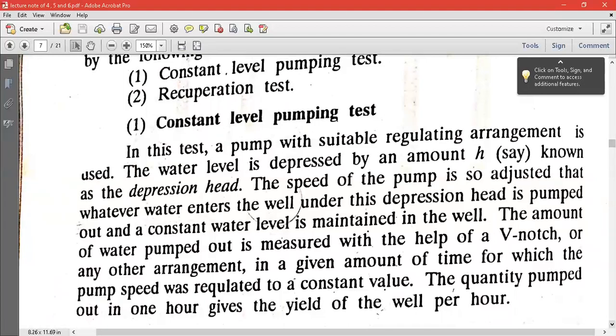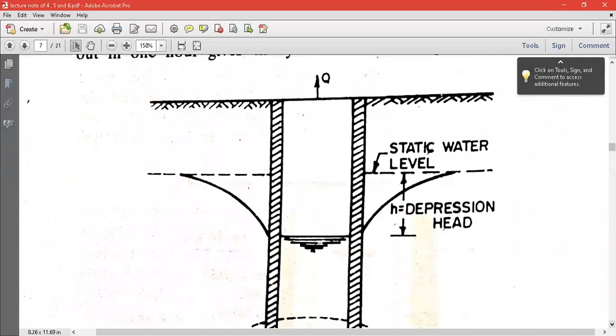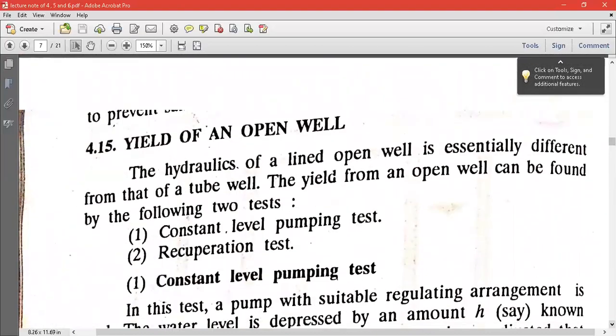The amount of water pumped out is measured with the help of a V-notch or any other arrangement where the amount of water is measured. You may use a stopwatch in this experiment. So the quantity divided by time gives the discharge. The quantity pumped out in 1 hour gives the yield of the well per hour. So this is the mechanism we are using in the constant level pumping test.